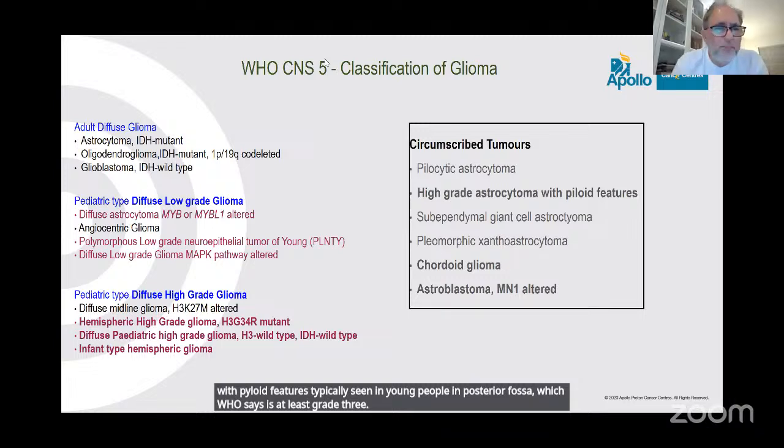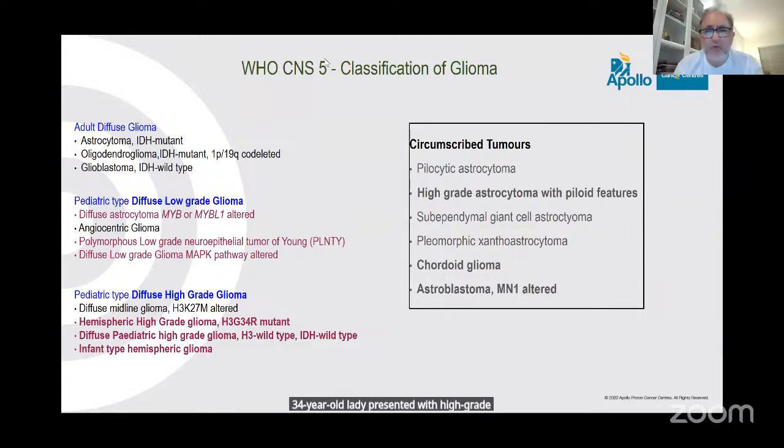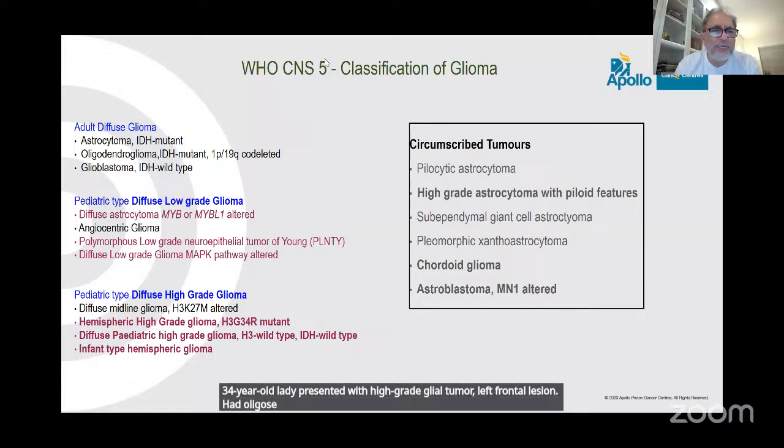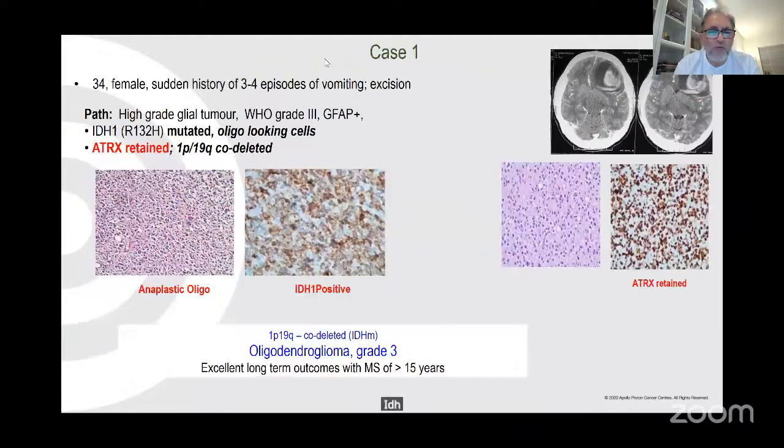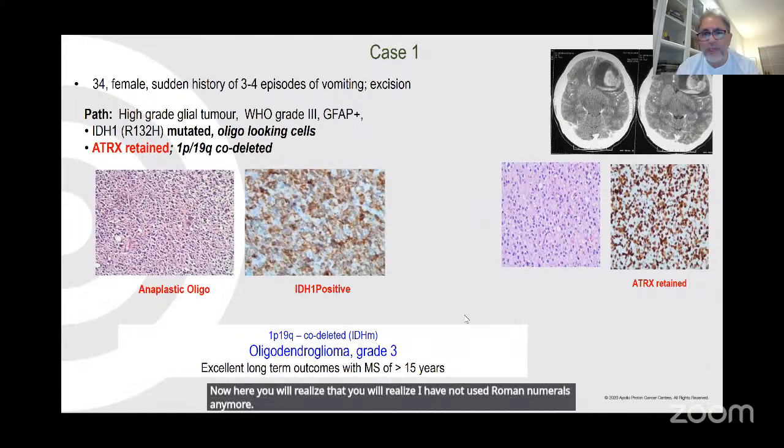A 34-year-old lady presented with a high-grade glial tumor, left frontal lesion, had oligo cells, had ATRX retained, 1p19q co-deleted, IDH was mutant. We call it grade 3 oligodendroglioma. Now, here you will realize that I have not used the Roman numerals anymore. It's the Arabic numeral grade 3.